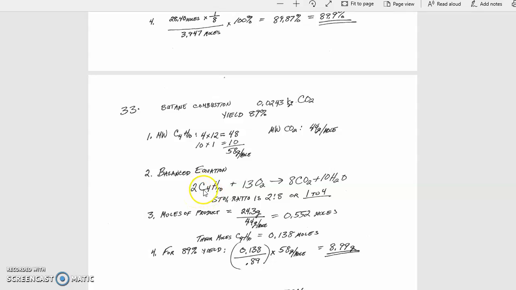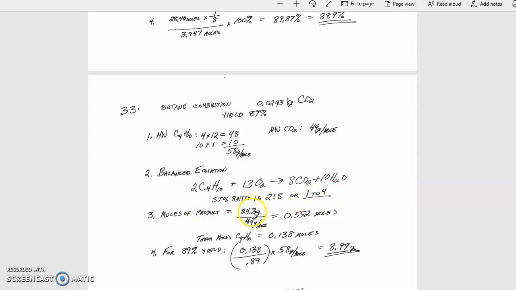Balanced equation. For every 2 of these, you have 13 of these, 8 of these, and 10 of these. You have 8 carbon here, 8 carbon there. You've got 20 hydrogen here, you've got 20 hydrogen here. You've got 10 oxygen here, plus 16 here for 26. 13 times 2 is 26 here. So everything is balanced. Here your coefficients are 2 here and 8 here. So your stoichiometric ratio is 2 to 8. Simplifying it, it's 1 to 4, right?